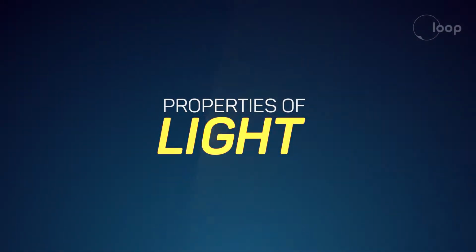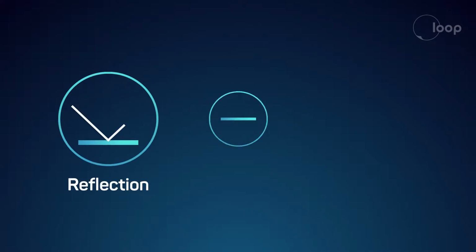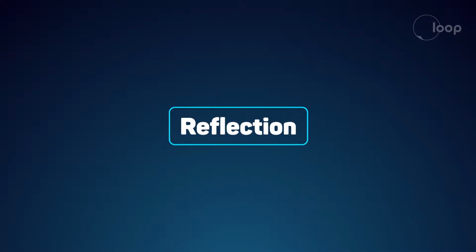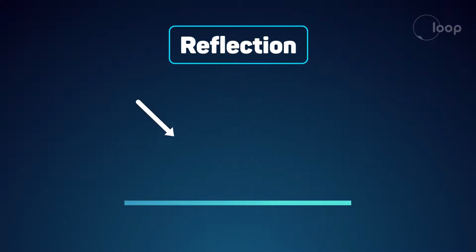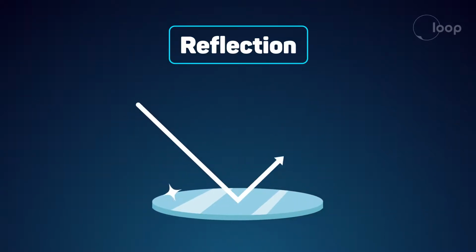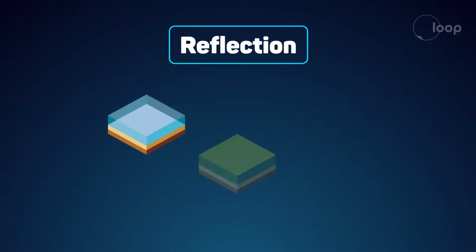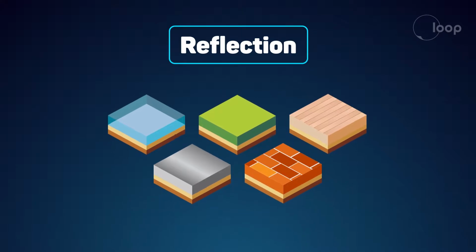The three important properties of light are reflection, refraction, and diffraction. Reflection is when a beam of light hits a surface and bounces in another direction. Shiny, smooth surfaces reflect light well, like a mirror, or still water, like a lake. Reflection of light reacts differently depending on the type of surface.